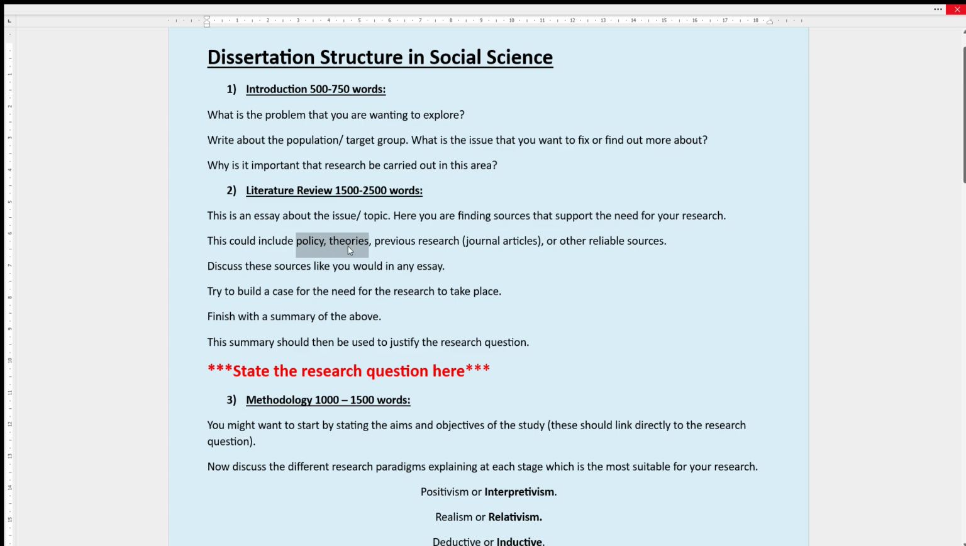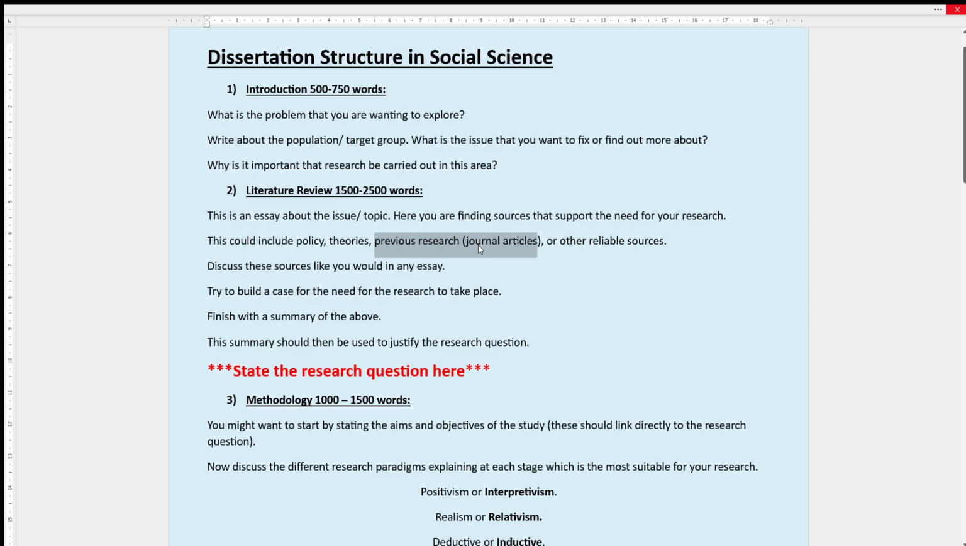Look at government documents, white papers that have been published about this issue. They should uncover some of the knowledge that you need, the background information about the topic that you're going to research. Try and find some journal articles, previous research on the topic. But again, you've got to be careful, because if you're doing secondary research, you don't want journal articles that are going to answer the question.